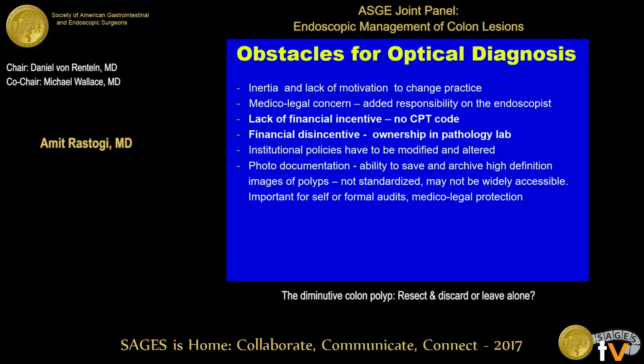What are the obstacles? Main obstacle is the inertia, the lack of motivation to change practice, and the medico-legal concern. There's lack of financial incentive, obviously. Sometimes there's a financial disincentive, because a lot of practices own their own pathology, so sending fewer polyps means less reimbursement. Institutional policies have to be modified. You have to photo document and have to have a system to save and archive high-definition images, which is important not only for self and formal audits, but also important for medico-legal protection.